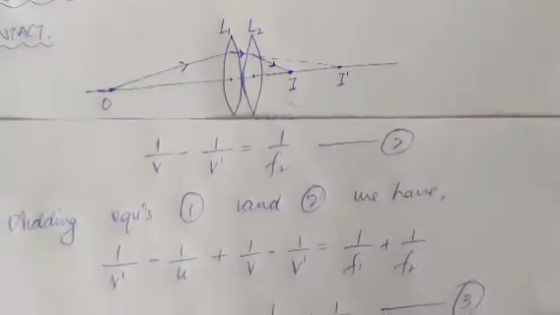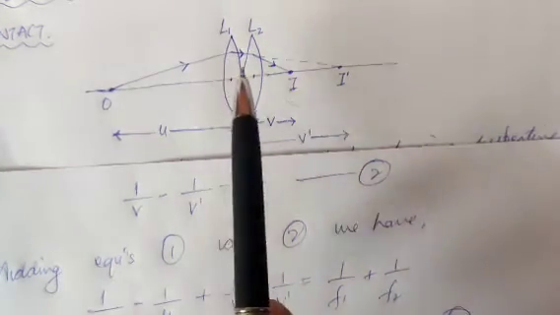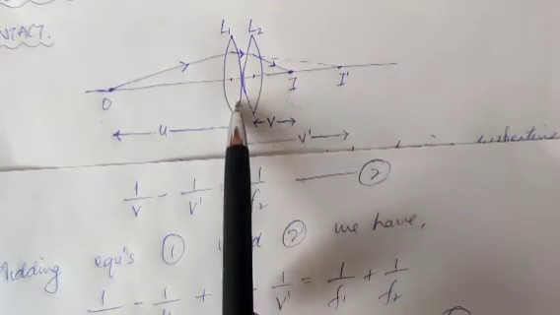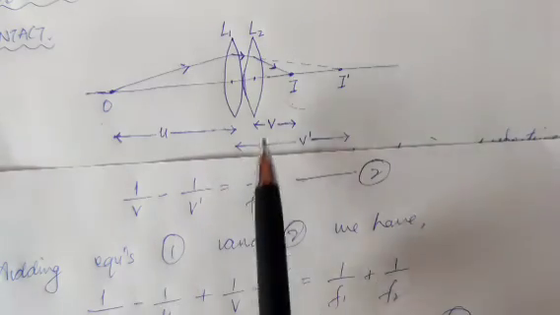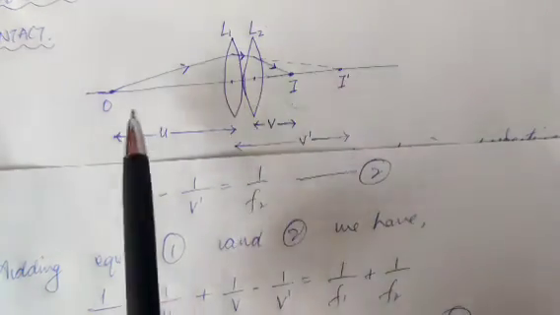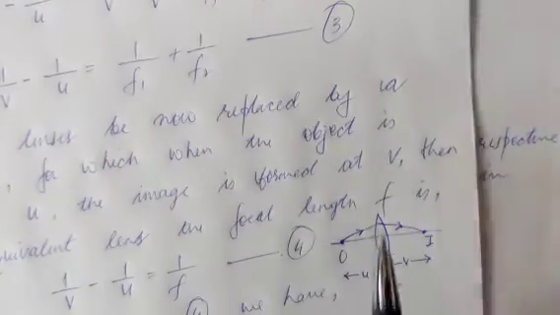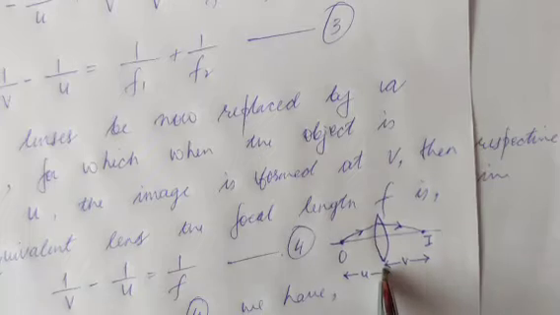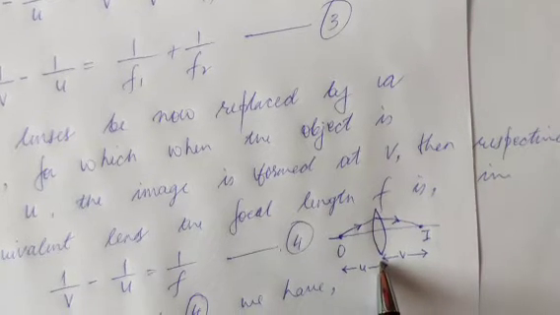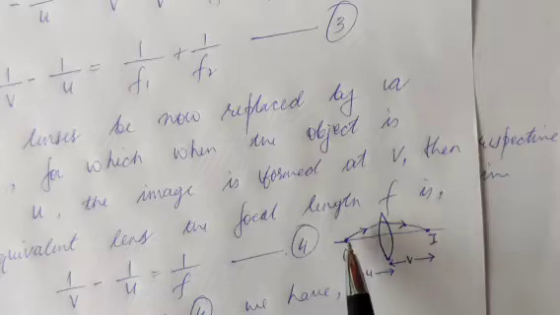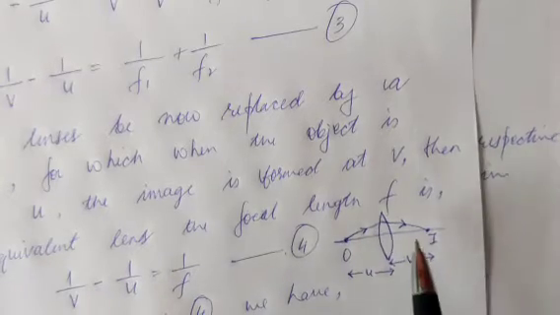Now, what do we assume then after? If instead of these two lenses, we use a single lens, replacing those two combined lenses by a single lens, such that for the same object, if the object is placed at U, then the image is formed at V, like this combination of lenses is doing.